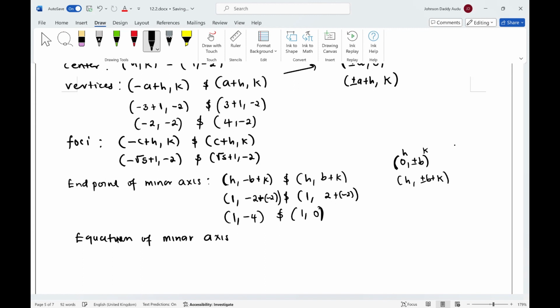So the minor axis is going to be the y, right? So it's nothing but y is equal to k. And we know the value of k, it's minus 2. So that is the equation of the minor axis. The major axis is the x-axis, but now it's just x because the center is not 0. So it's going to be x is equal to h, and that is x is equal to 1.